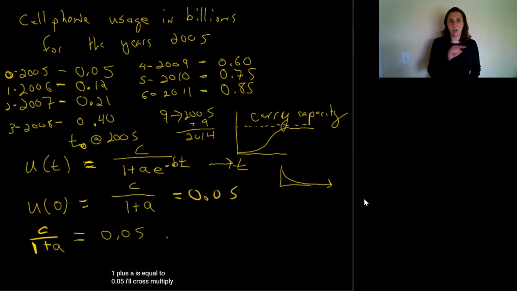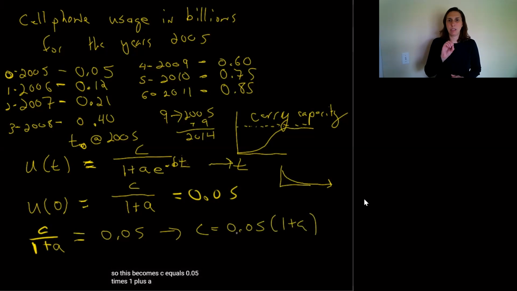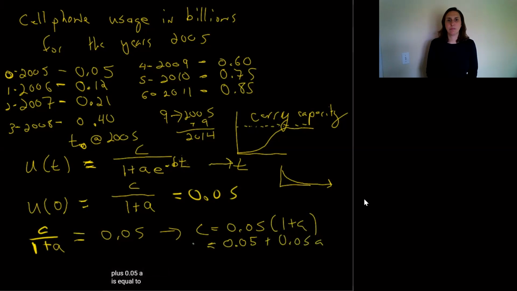I'll cross multiply, so this becomes c equals 0.05 times 1 plus a. I will distribute: 0.05 plus 0.05a is equal to c.